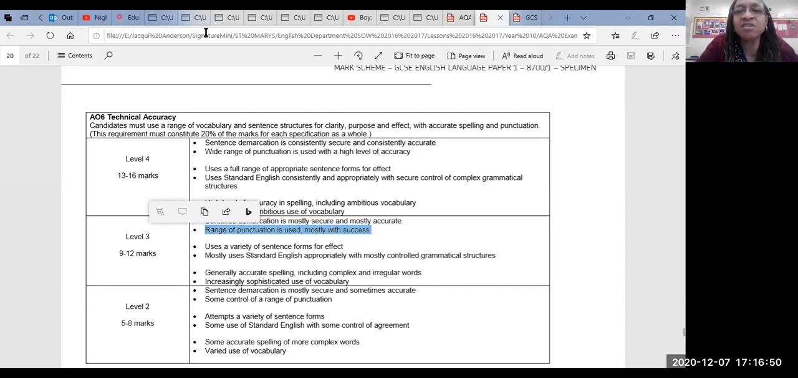So I'm going to ask you to pause the video now, see if you can try and do the planning. Okay, and then you need to give yourself 30 minutes to write up the story, and then I want you to come back here and have a look at the mark scheme and see where you would place yourself.